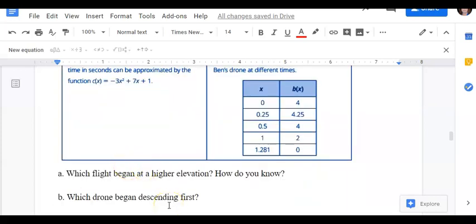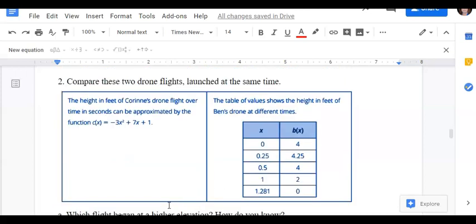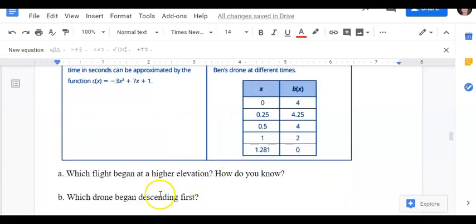Which flight began at a higher elevation? So looking at Corinne's flight, you'll notice the 1 at the end. This 1 is her starting height. And then again, we just said the 0, 4 would be the starting height for Ben's drone. So the flight that began at the higher elevation, which is another way of saying the higher height, would be Ben's drone. So Ben's started at a higher elevation or height.